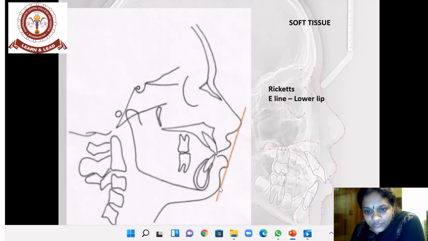In Ricketts, you will have the E line, which is a line touching the tip of the nose and the most protruded part of your chin. Usually your lower lip should touch it.